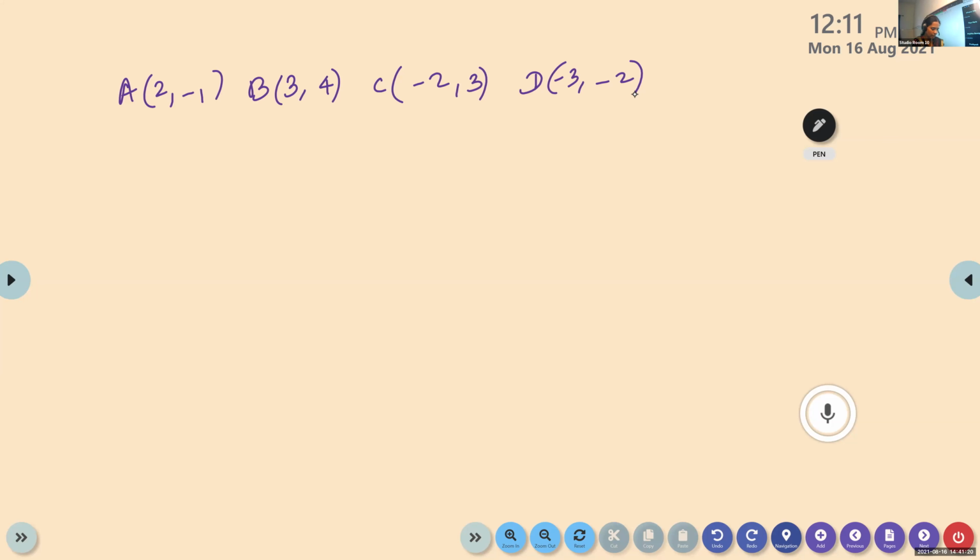Prove that these are vertices of a rhombus, but not a square. Hence, find the area of the rhombus.